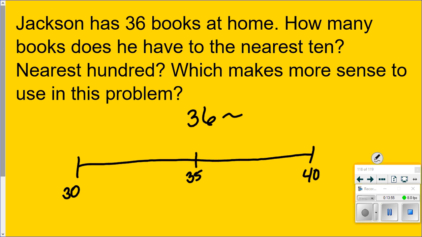Now that I have my numbers set up, I should be able to easily place 36. Where's 36 going to go, Shelby? On the right, close to 35. Yeah, really close to 35. Once I have 36, now I can easily tell which endpoint 36 is closest to. What is 36 going to round to? Will? 40. Very good. 36 to the nearest 10 rounds to 40.